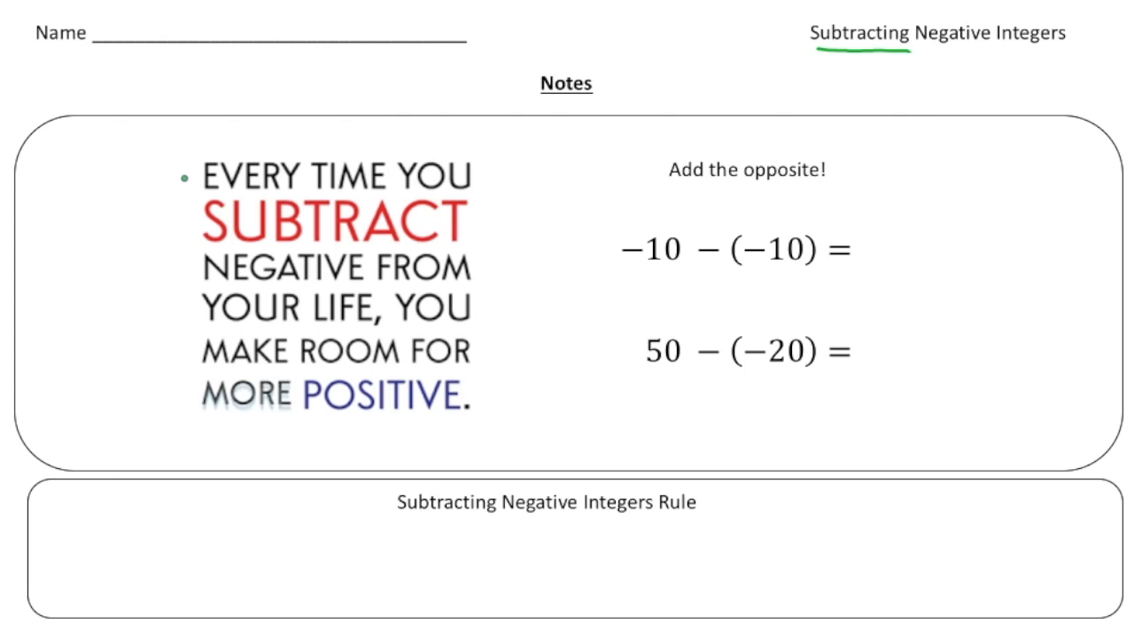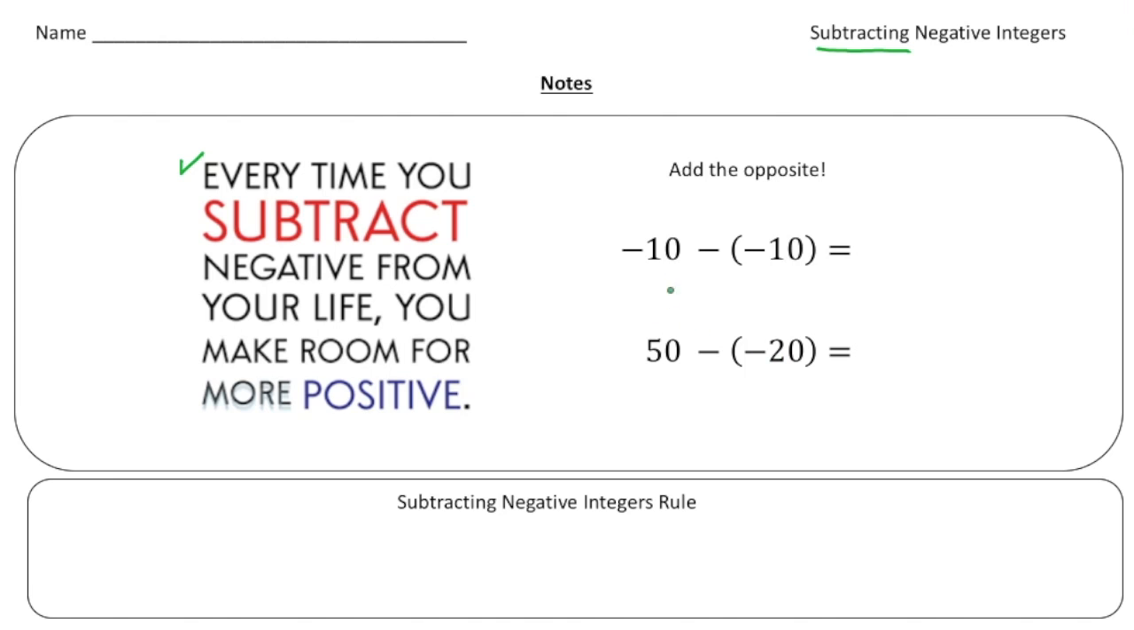All right, so keep this in mind as we do these problems, because when you remove debt, when you remove a negative, it tends to be a positive thing. So here we have negative 10 minus negative 10, and then 50 minus negative 20. So let's follow the 4 steps.